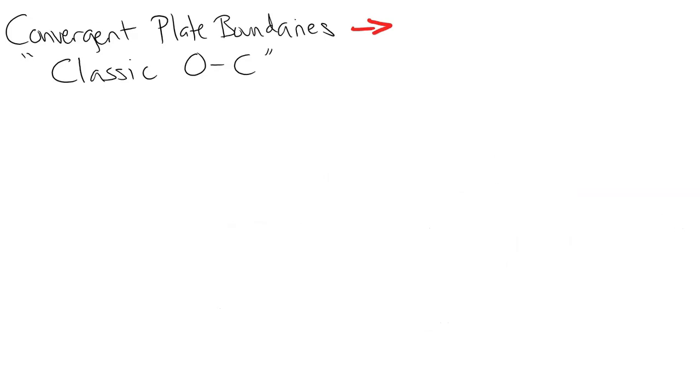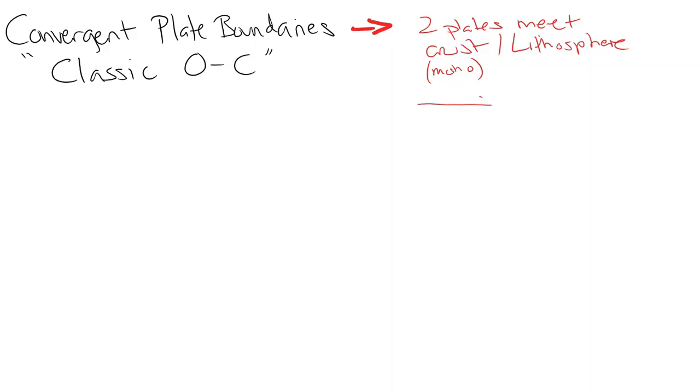So first, let's back up a little bit on the plate boundary. So again, a boundary is when two plates meet. And a plate is the crust and lithosphere combined as part of the upper mantle. And then obviously the Moho is going to separate the crust from the rest of the mantle. All right. And then convergent means to come together.